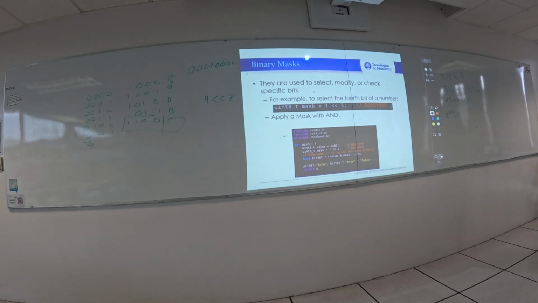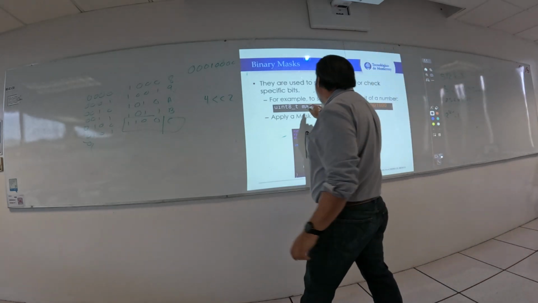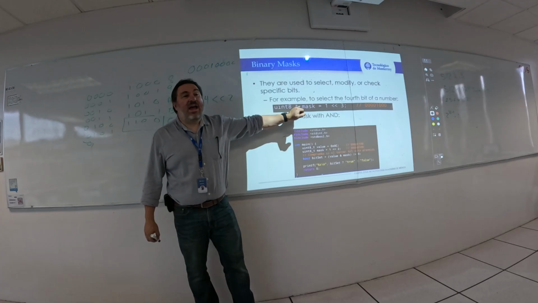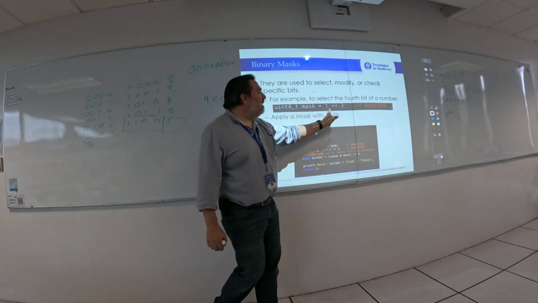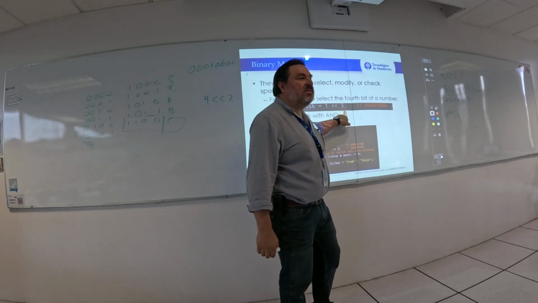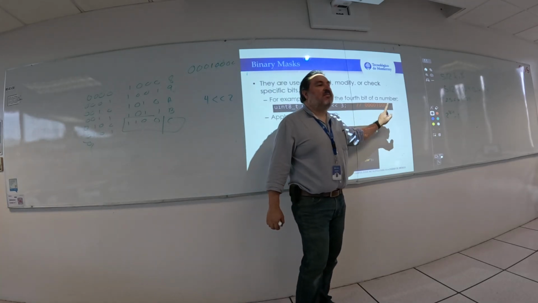Now, we'll talk about the masks that I was telling you about. I called it a mask, but this is just the name of a variable, right? But I'm building a mask. I say 1 shifted to the left 3 times. That will give me this mask.